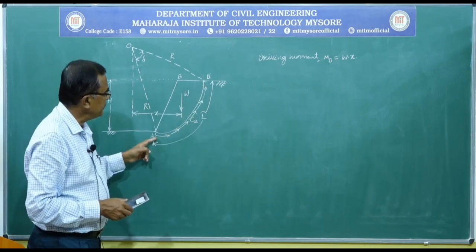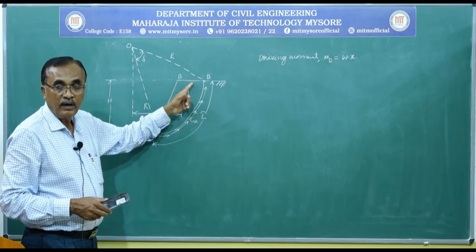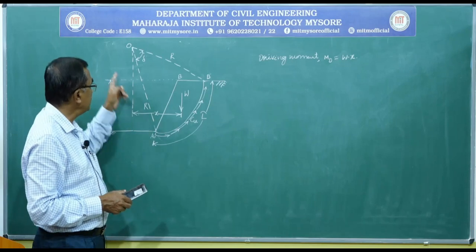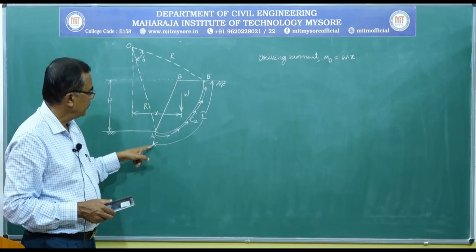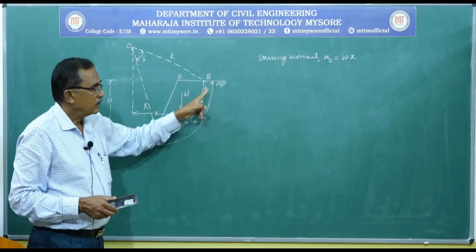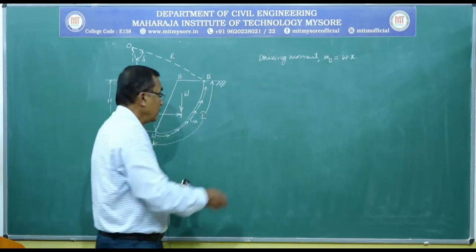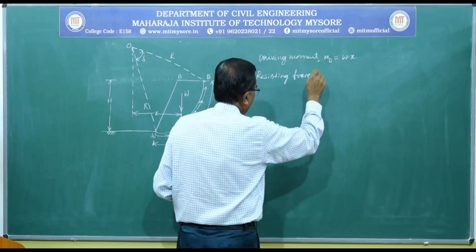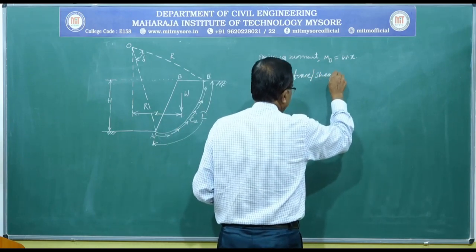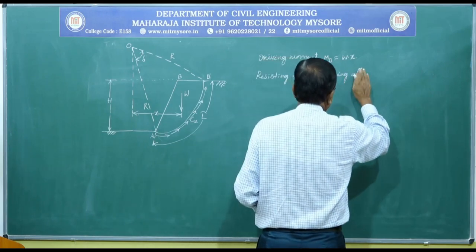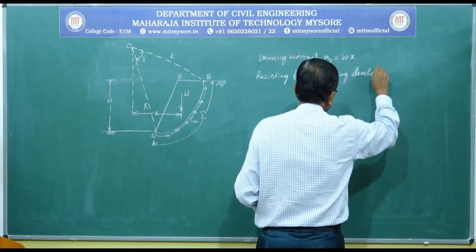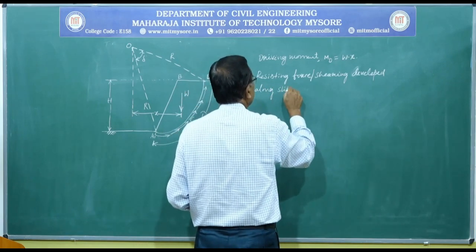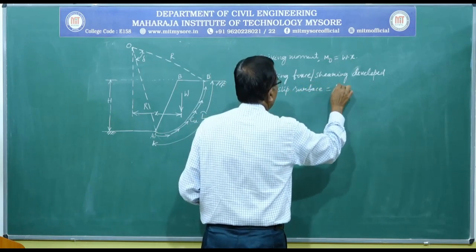Cu is the unit cohesion, which means there is a resistance to this driving force and driving moment. And that resistance is due to the cohesion of the soil, because this is a cohesive soil, phi equal to 0 soil. This Cu along with L arc gives us the resisting force, or shearing resistance, developed along the slip surface, which is equal to Cu into L arc.